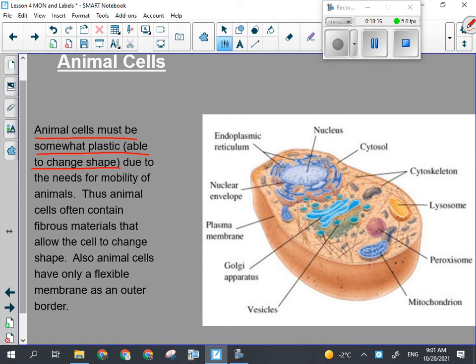Animal cells also have only a flexible outer membrane. There's no cell wall. Animal cells do not have a cell wall. If animal cells had a cell wall, we'd all be walking around like we were in Minecraft. Everybody would be all blocky and square.